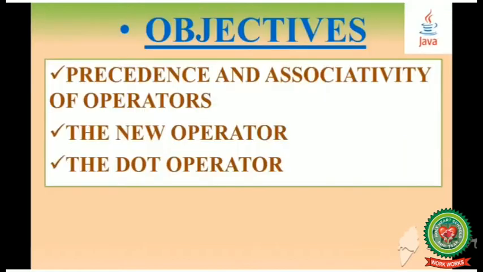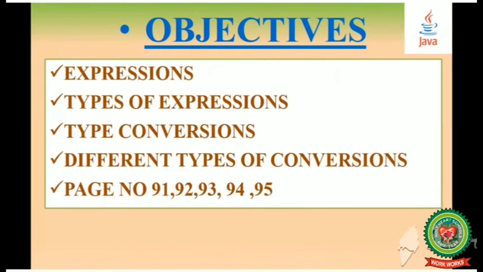As in the last video we discussed the precedence and associativity of operators, the new operator and the dot operator. Today we will discuss expressions, different types of expressions, type conversions and different types of conversions, and this we will discuss through page numbers 91, 92, 93, 94 and 95.